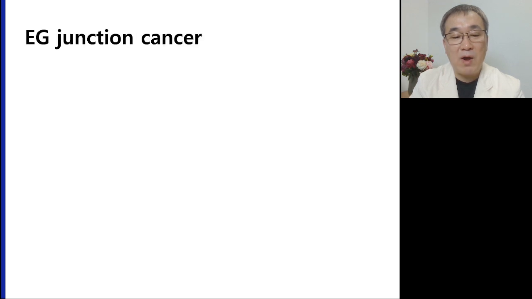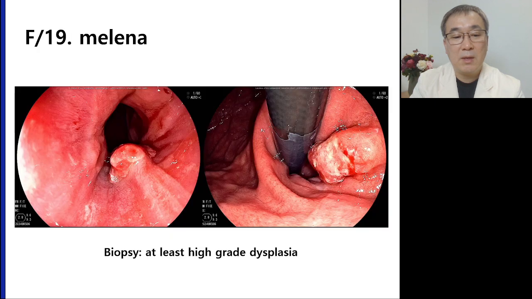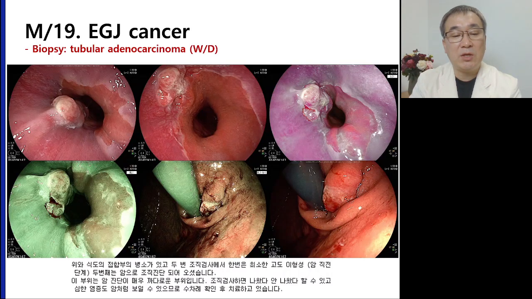The next case is a very young patient. A 19-year-old girl student visited a local clinic due to an episode of melena. In the initial endoscopy, a flat elevated lesion was found in the esophagogastric junction. The biopsy was reported as at least high-grade dysplasia. Immediate follow-up endoscopy was done at the same clinic, and the biopsy result was tubular adenocarcinoma, well differentiated.